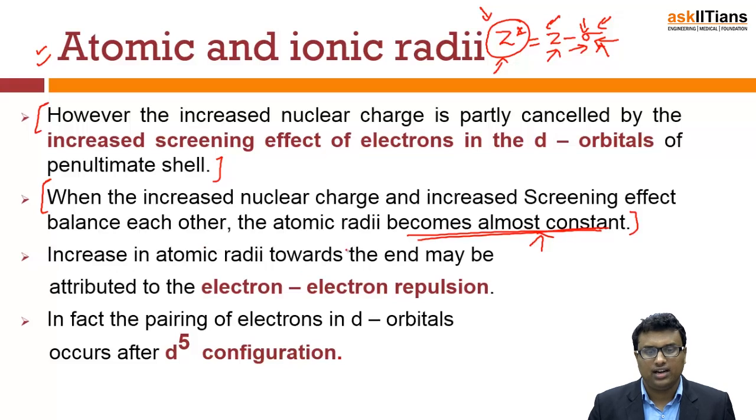So an increase in atomic radii towards the end may be attributed to electron-electron repulsion. If there is a case where your atomic radii towards the end increases, it's because of electron-electron repulsion. For example, you have an outer orbit and an electron in the penultimate shell. If this electron and this electron repel, obviously the atomic radii sometimes increases. In fact, the pairing of electrons in the d orbitals occurs after d5 configuration. We already know that pairing of electrons in d orbitals occurs after d5 configuration.